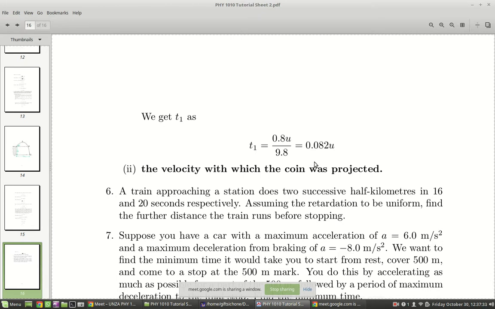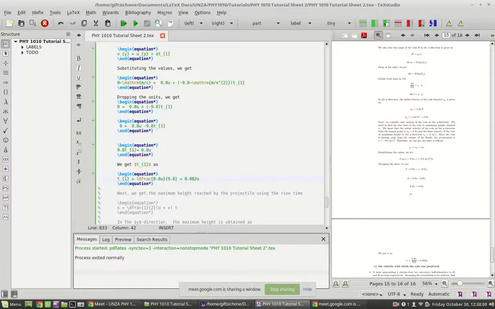Yes, sir. Okay. Now that we know the rise time is this, we can choose to do a couple of things. We can use this to work out how much is the maximum height. Or we can go the quadratic way. I think probably the quadratic way might be much better. So we can get T2.